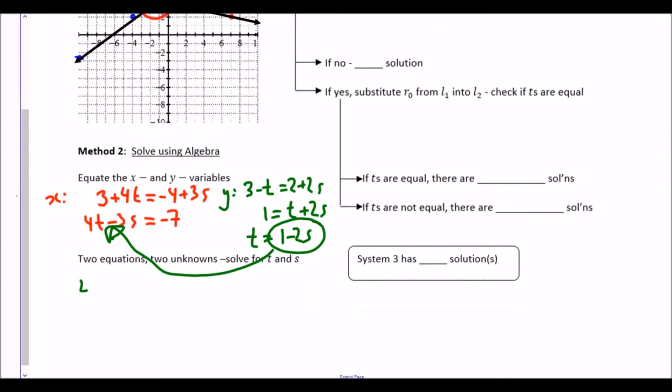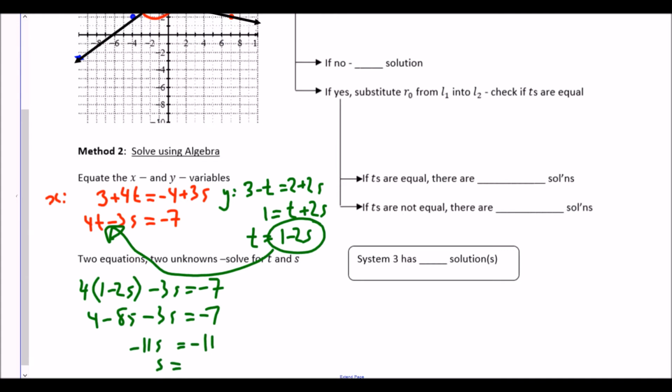So I get 4 bracket 1 minus 2s minus 3s equals negative 7. So I get 4 minus 8s minus 3s equals negative 7. Add these two like terms together, so negative 11s. Bring this 4 over, so it becomes negative 4, so I get negative 11. So s equals 1. Got my s. My t is equal to 1 minus 2 times s, which is 1. So t is equal to negative 1. So I have my t.